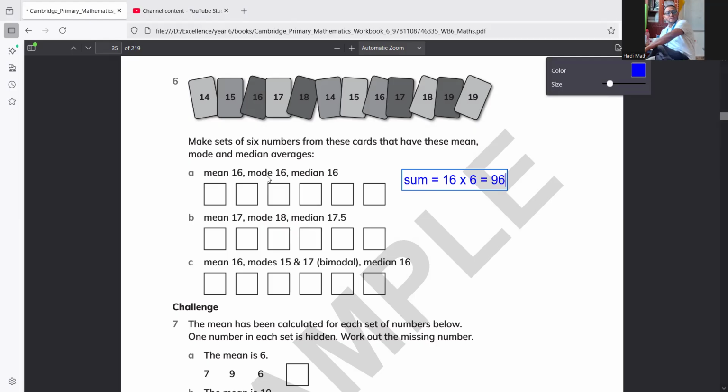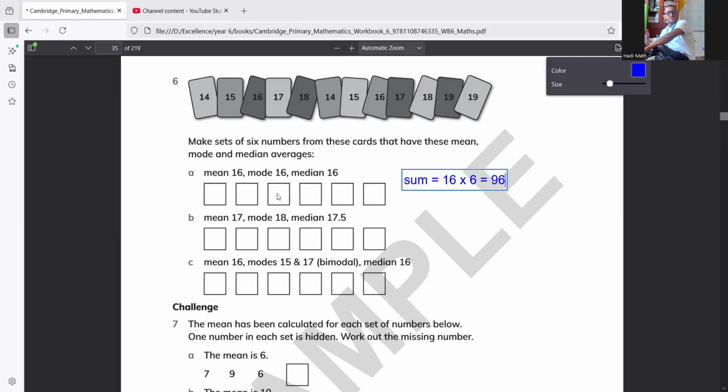Then they said the mod is equal to 16. We know the mod is the most repeated number, the one that repeats a lot. When we say the mod is 16, that means at least you have 16 twice, because as we see here, we only have two 16s, so we can write two 16s and that's it. You need to understand 16 is repeated 2 times. Let's go and see the median.